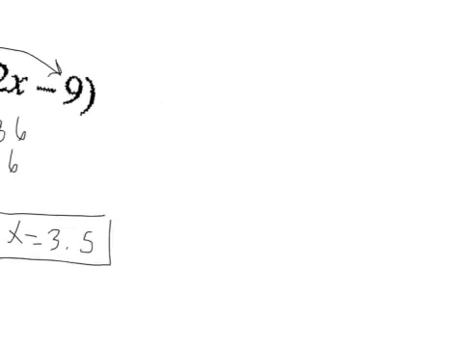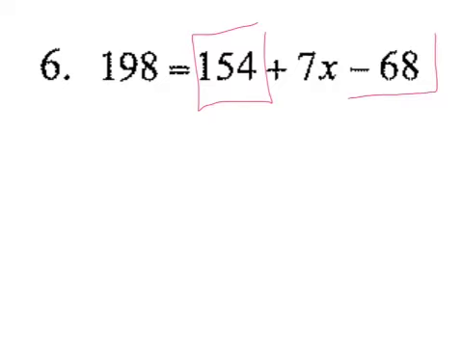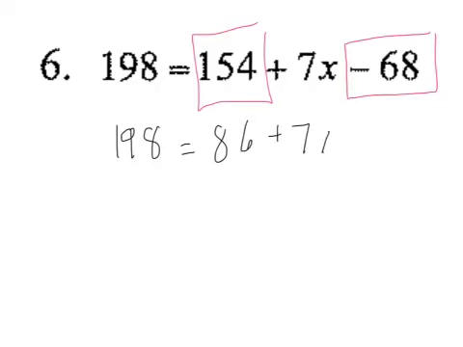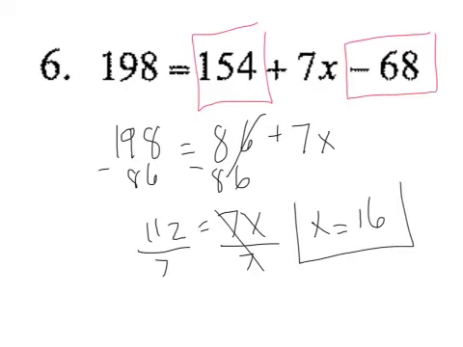Number 6 is similar to problem 4 that we just did with the combining of like terms. And in this one we have numerical like terms. So we have a negative 68 and we have a positive 154. And if you combine those together, you get 86. So we're going to rewrite 198 equals 86 plus 7x. So we would subtract 86 from both sides, and we would get 112 equals 7x. And the last step is to divide by 7, which gives you a value of 16 for x.